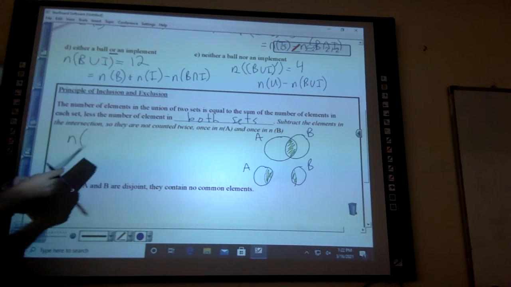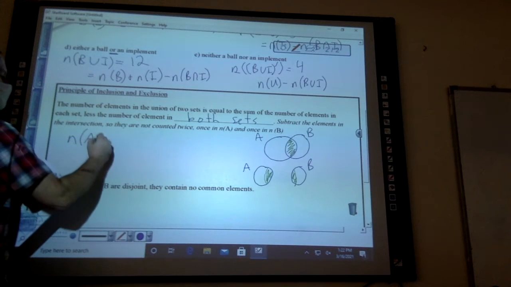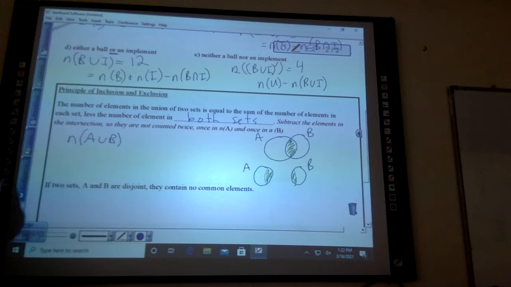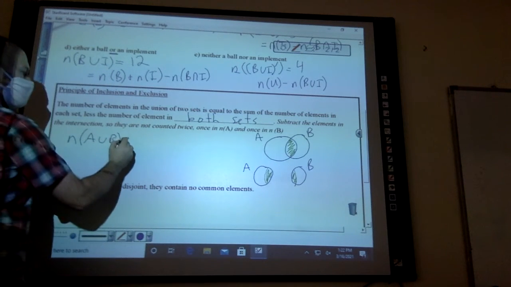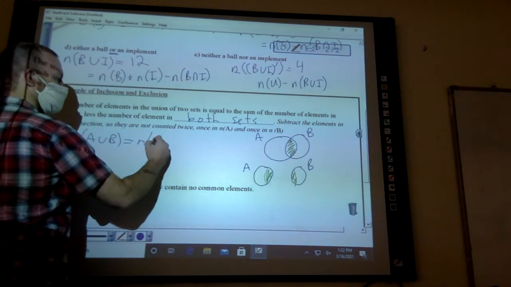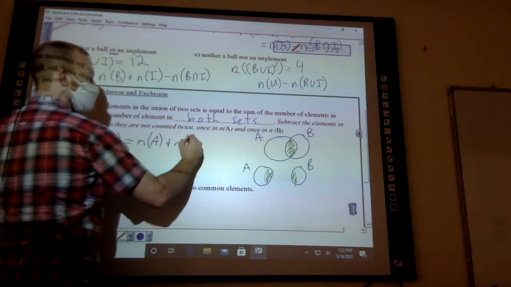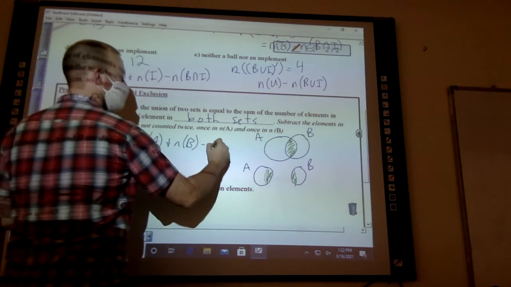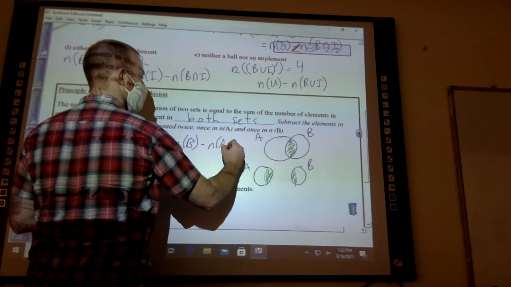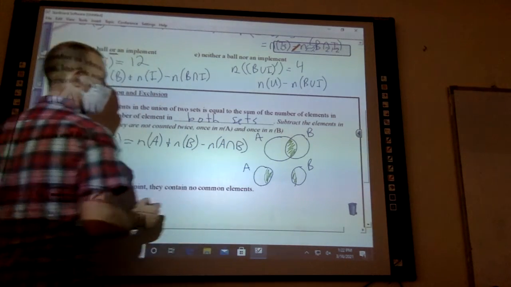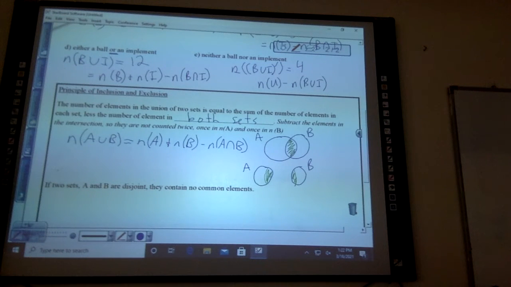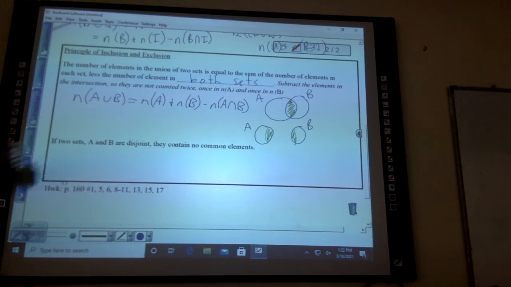So if I wanted to get the number in the union of A and B, I'm just going to take the number in A plus the number in B and minus the A and B. This is given on your formula sheet, because you will use this many, many times. And this works all the time.